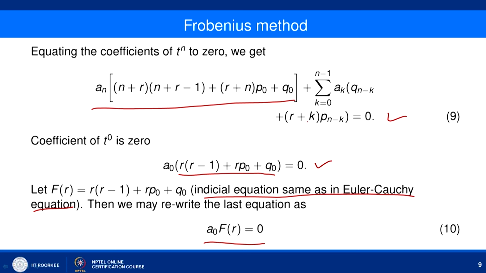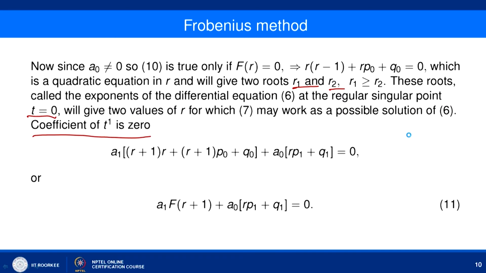So, we are using r. Here we are using n equal to 1, and we are using equation 9 for n equal to 1. So, we are getting this equation: a1 into r plus 1 into r plus r plus 1 p naught plus q naught plus a naught r p 1 plus q 1 equal to 0, and we already know that this a naught is non-zero. So, we can write a1, and if you use the expression for f of r, then this is nothing but f of r plus 1.